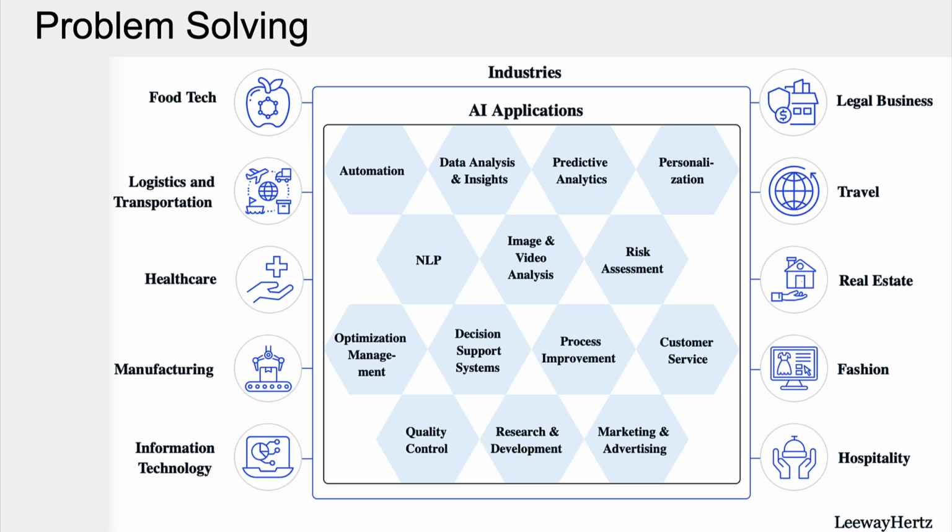And then on the right, we have another example of the series of businesses you can use it for. Legal businesses such as lawyers and advocates are using it already. It can be used for travel to help you create itineraries and search for cheap flights and hotels. You can use it in real estate, in fashion, and in hospitality.